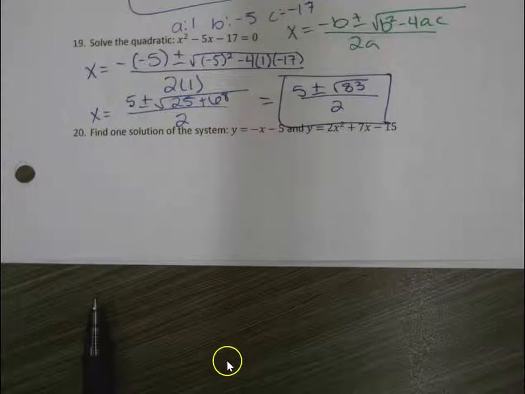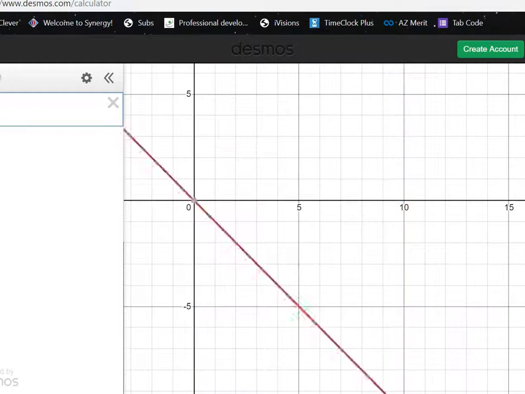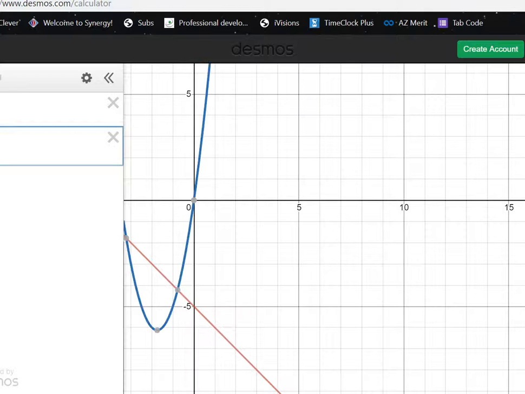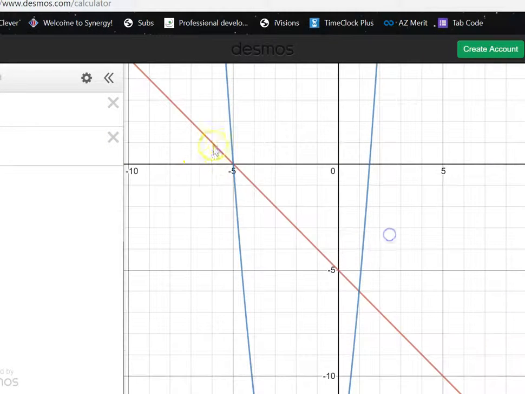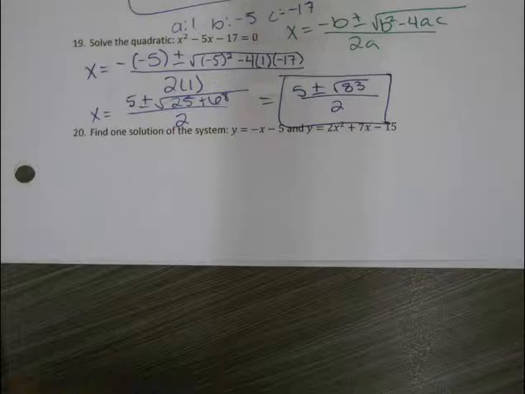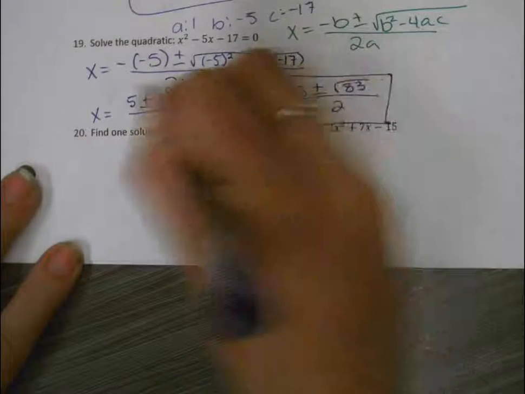Number 20 wants me to find the solution of the system. I'm going to go back to Desmos then. Negative x minus 5, 2x squared plus 7x minus 15. So if I go back and put this in a better view, I can click either this point or this point. Both are valid answers, but it's only asking for one solution, so I'm just going to pick the negative 5, 0. And that is it.